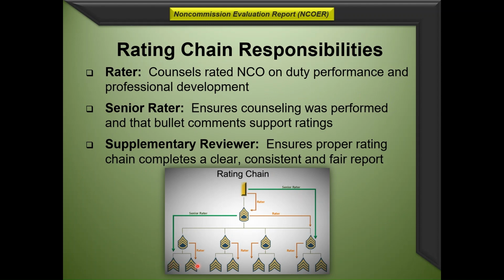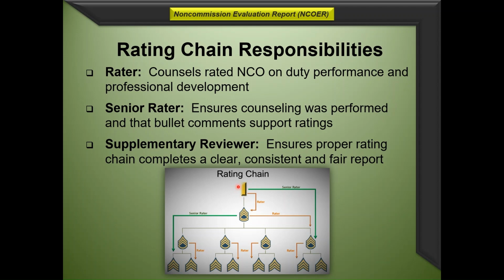So you can see the diagram, right? Down here, you have a whole bunch of sergeants with their rater being staff sergeants. And then ultimately, their senior rater would be a sergeant first class. Now, in the event of a staff sergeant, their rater would be a sergeant first class. And then ultimately, their senior rater would be the lieutenant.